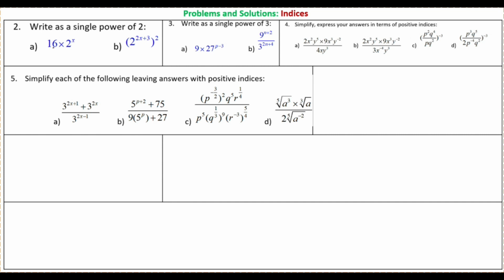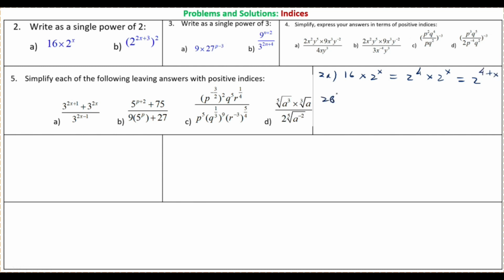So 16 is 2 to the power of 4. So 2a here, 16 times 2 to the x. Because we write as a single power of 2, 16 is 2 to the power of 4 times 2 to the power of x. And then we use the first law. When we multiply two numbers with the same base, we add the indices to get the result. So 2 to the power of 4 plus x.